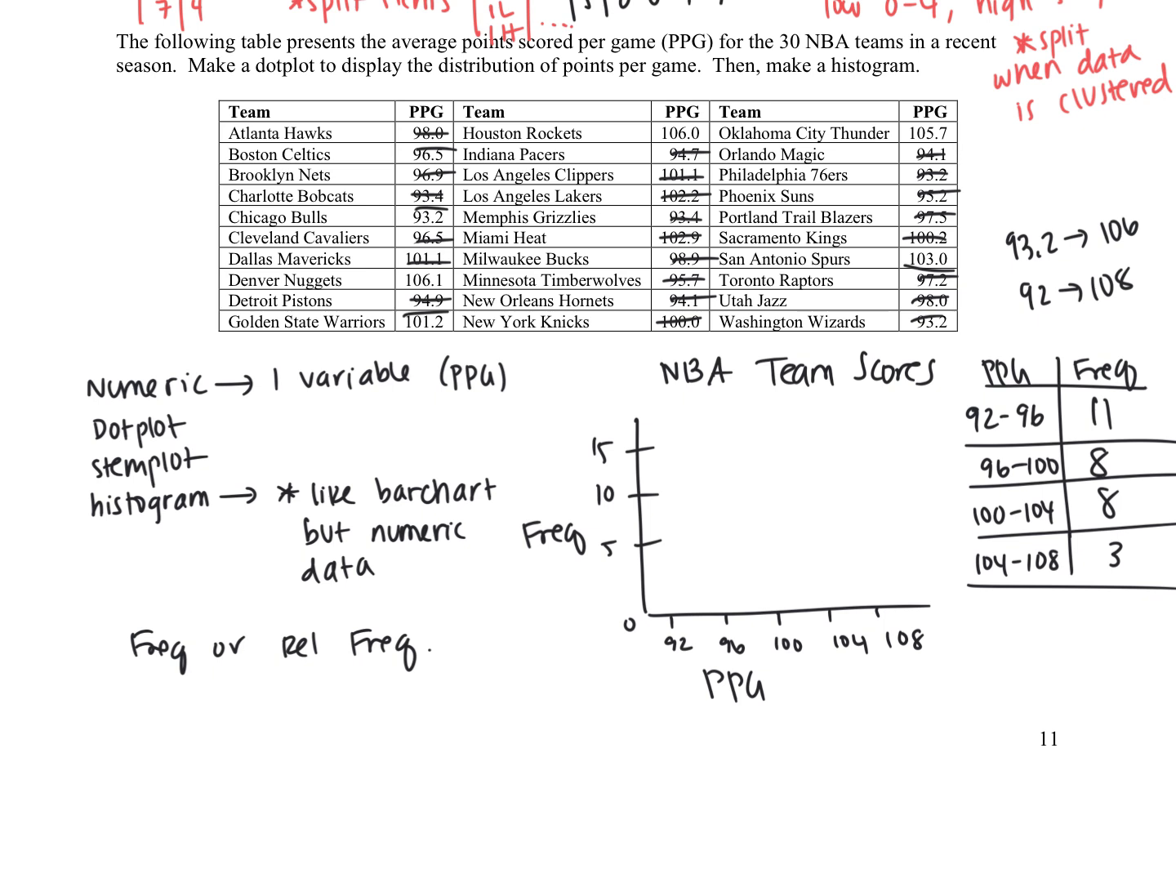Okay, so then our first one, 92 to 96 has 11 in it. 96 to 100 has 8. 100 to 104 also has 8. 104 to 108 has 3. Hopefully your graph looks a lot better than mine. It does not look as slanted as mine does.